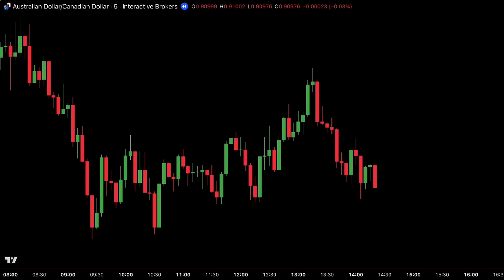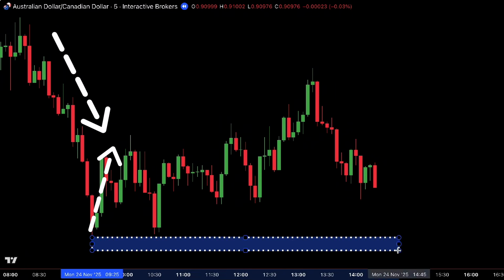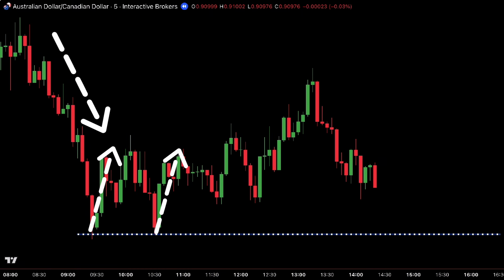Here we're looking at the Australian dollar, Canadian dollar 5-minute chart. As you can see, the market was trending down, but eventually it stopped making new lows and began moving sideways. This is an accumulation phase. Price hits this support level and reverses. It hits the same level a second time and reverses again, but on the third touch, something important happens.